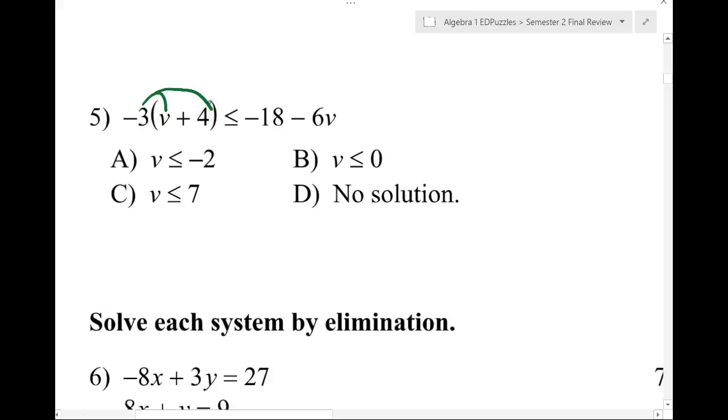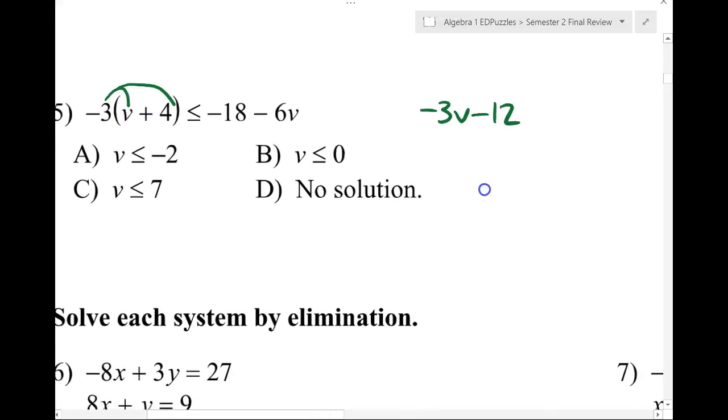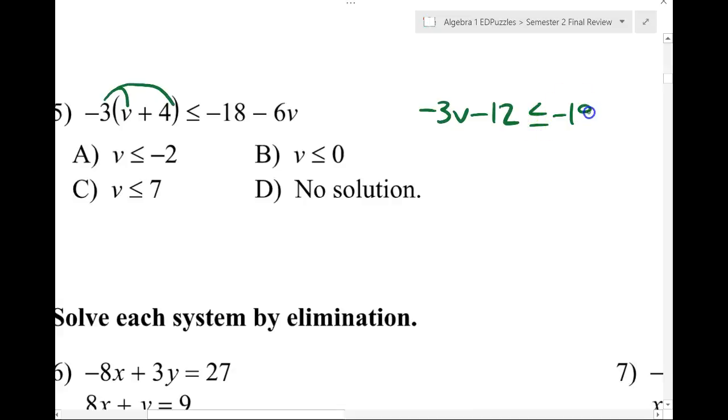And you could do the other way, but this way I don't have to flip the sign. Okay, so now I have 3 times negative 3 times v, negative v, or 3v. And negative 3 times positive 4 is negative 12. And then let's write the sign, less than or equal to. And then we'll have negative 18 minus 6.